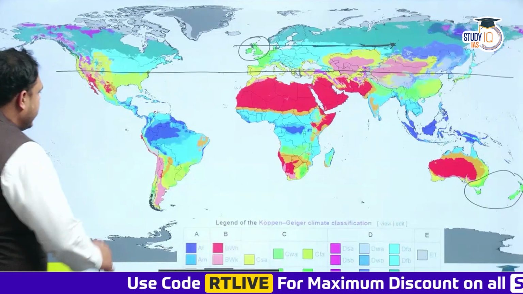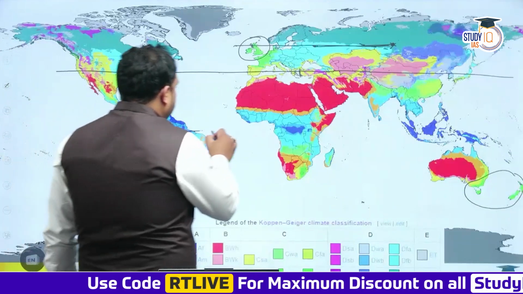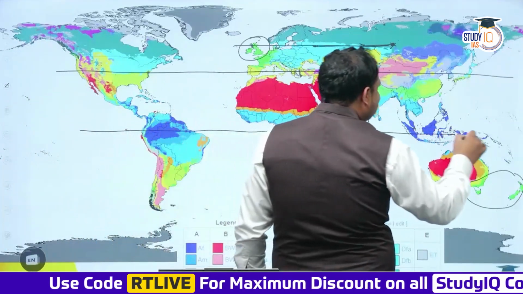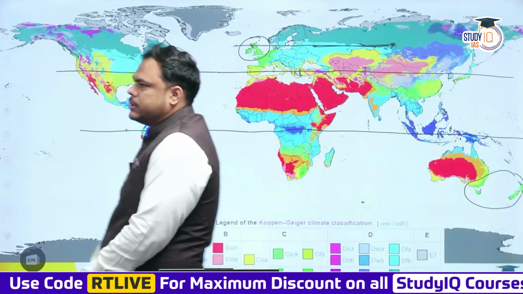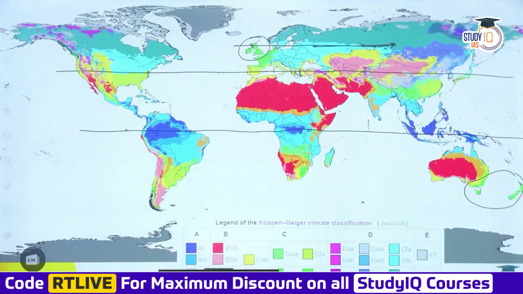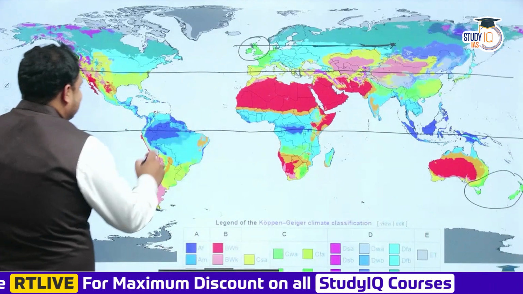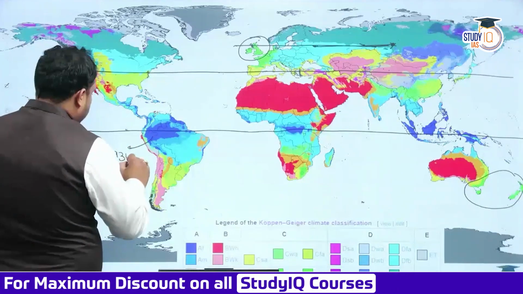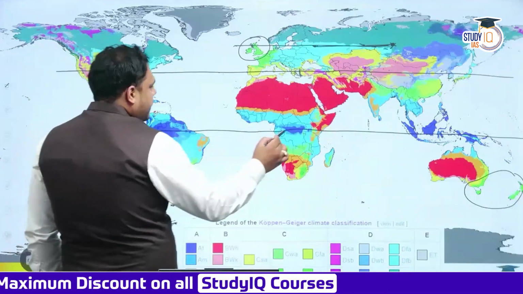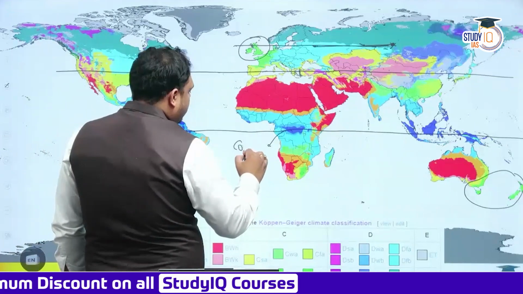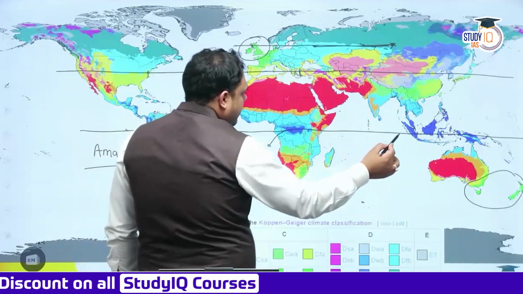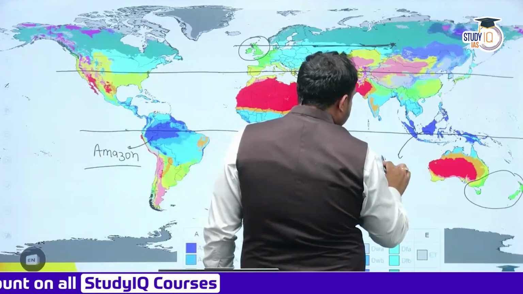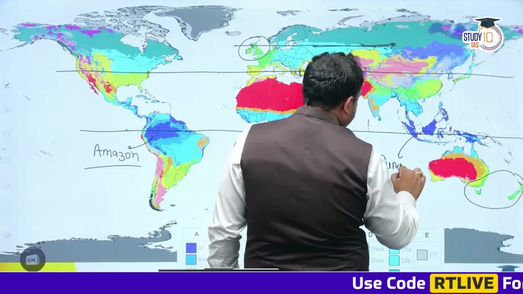The fourth point, if you look near the equator, you will find same type of climate. Are you able to see? And three types of rainforest are seen. This is the Amazon rainforest. ये क्या है? Congo rainforest. ये क्या है? बोलो. Sunda rainforest.